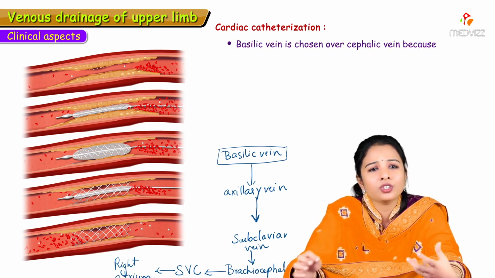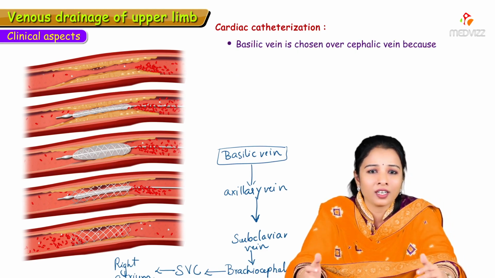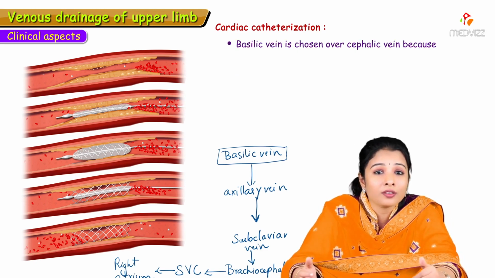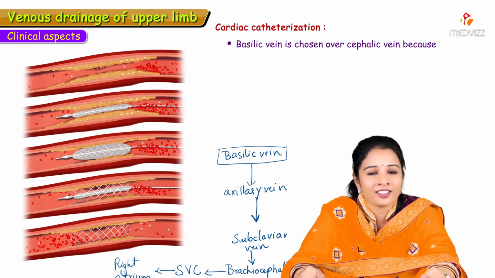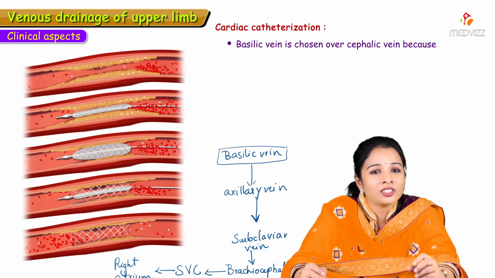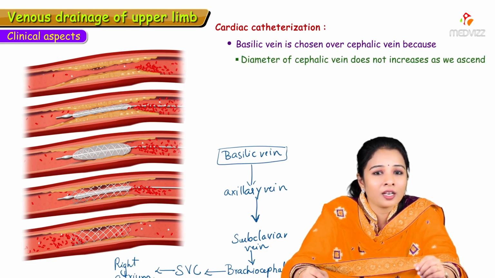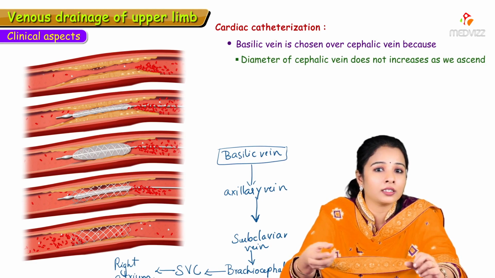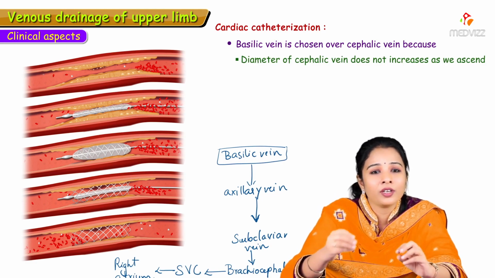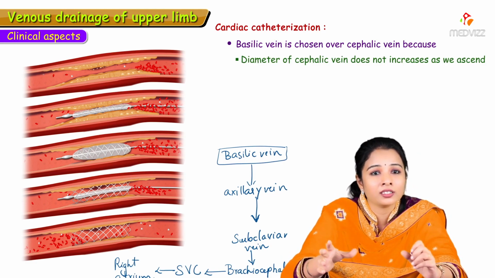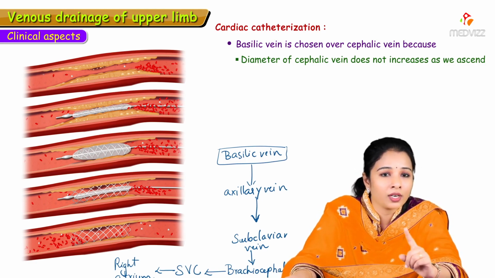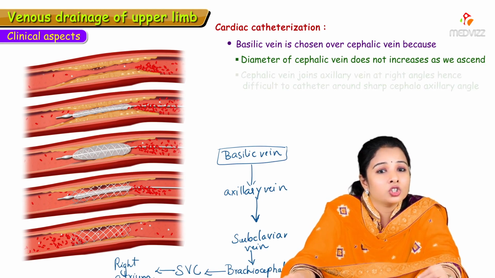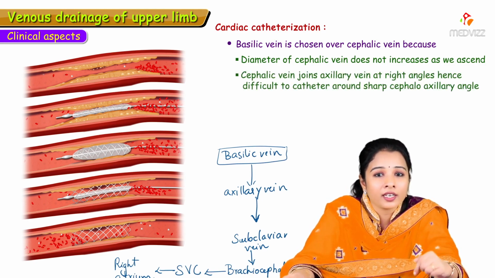So why are we choosing only the basilic vein for cardiac catheterization? Why not the cephalic vein? The cephalic vein is not preferred for cardiac catheterization due to its diameter. If you see its diameter, it does not increase as it ascends. Whereas the basilic vein, as we ascend, the diameter increases. But for the cephalic vein, the diameter doesn't increase. That is one reason. Next, it joins the axillary vein at right angles.